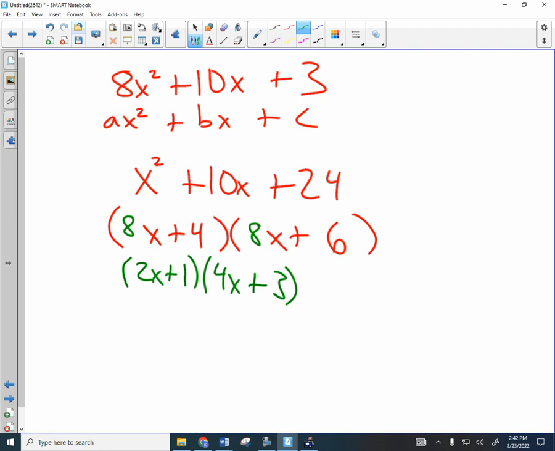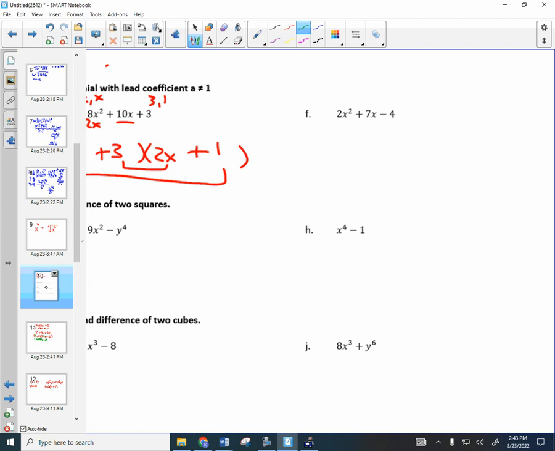AC method. Does that look familiar? Yes. Okay, so I look at 8 and 4. They're both divisible by 4. So I divide it by 4, I get that. These are both divisible by 2, so I get that. Let's try it again. Let's do the other problem.